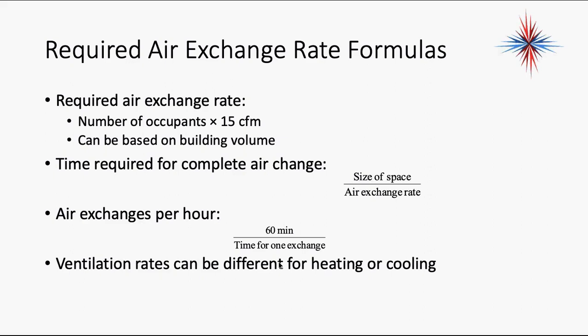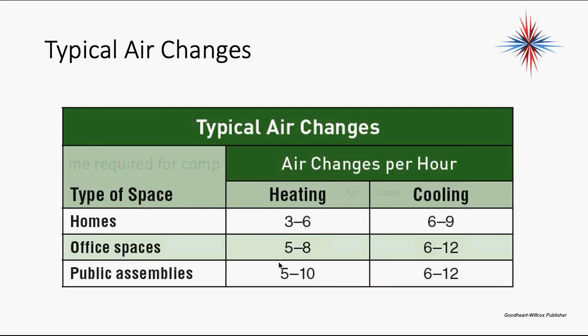Ventilation rates can be different for heating or cooling. Again, the International Mechanical Code has tables that show you this, and we're going to talk about that. Okay, typical air exchanges per hour for residential: in heating season, we want to do a total air exchange of about 3 to 6 times per hour to keep a healthy building. In cooling, we increase that to 6 to 9 times an hour. The reason we have more in cooling is because we have higher humidities. There's too much that can happen in cooling.